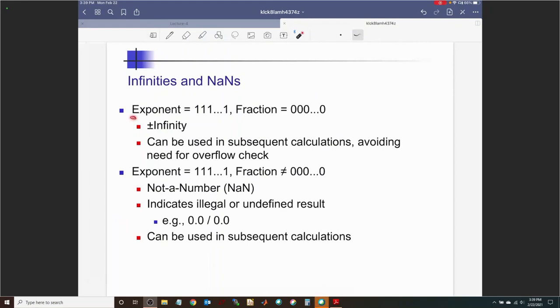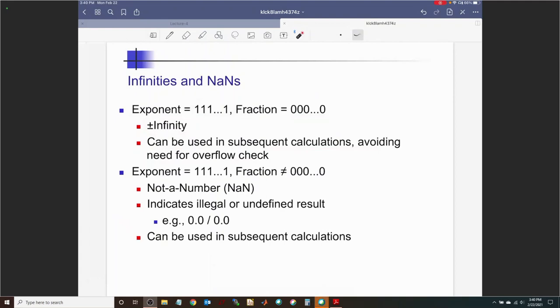If you have an exponent field in which you have all 8 ones, and a fraction field with all 23 zeros, that is indicative of either plus infinity or minus infinity depending on the sign bit. But no matter what that is, you can use them in subsequent calculations, avoiding a need to check for overflow. So if something becomes infinity or negative infinity, you can continue using that in your calculations. Things don't stop once you have those numbers in the 32-bit format.